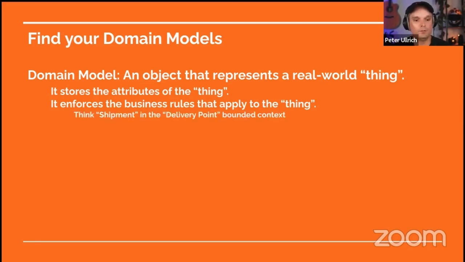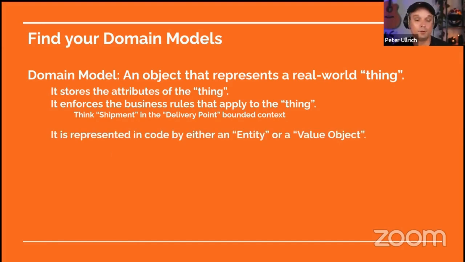All right. So think about the shipment and the delivery point. You have a shipment which has certain rules, and the delivery point has other rules. The delivery and the shipment have different rules. For example, a shipment in the delivery point context means that it was paid for. Otherwise, we don't accept the shipment. And in the delivery context, we don't care about payments. We only care about the package and that we should deliver it.